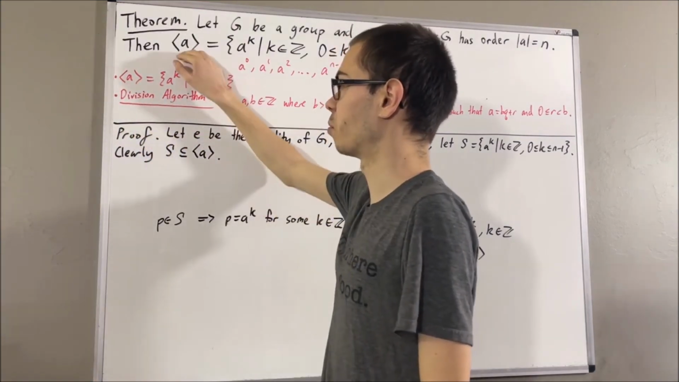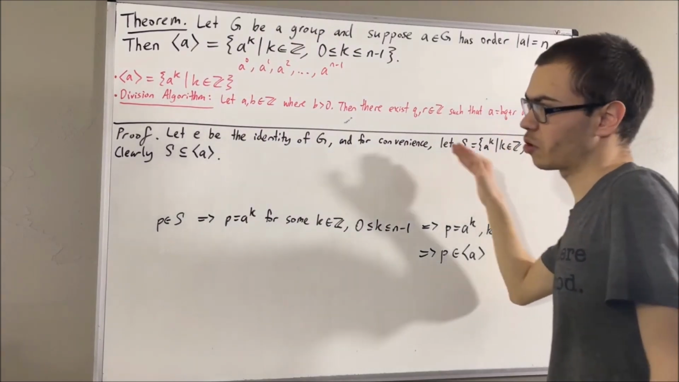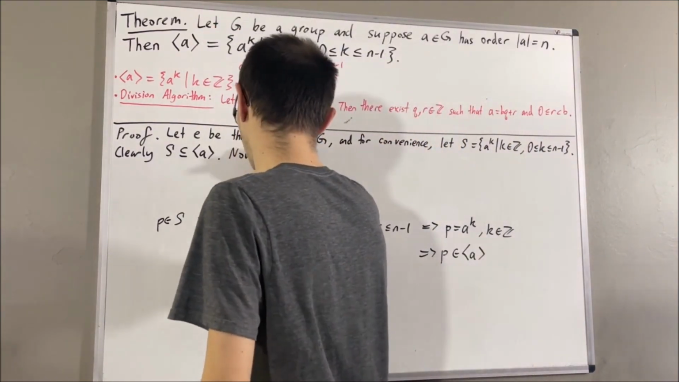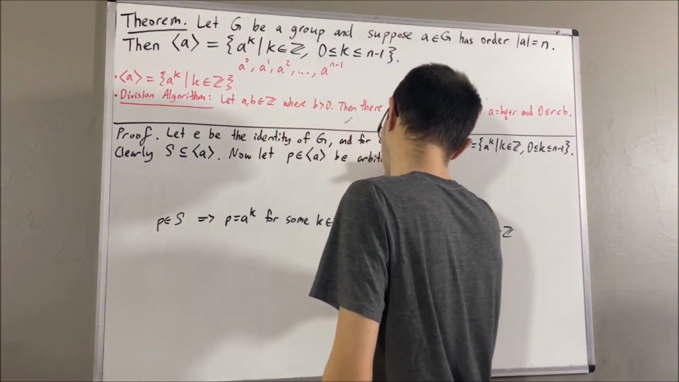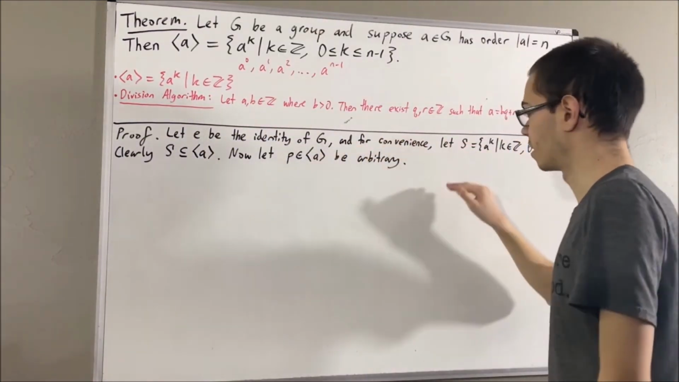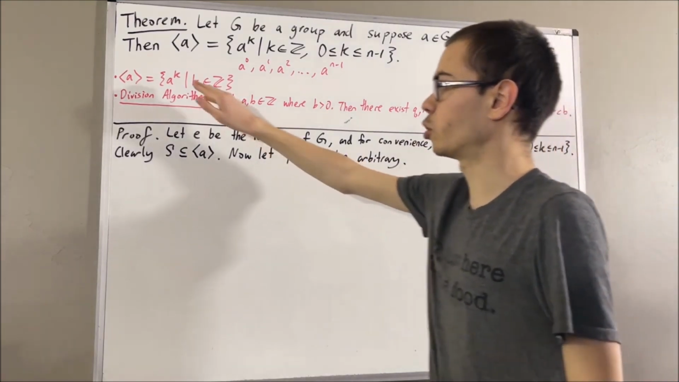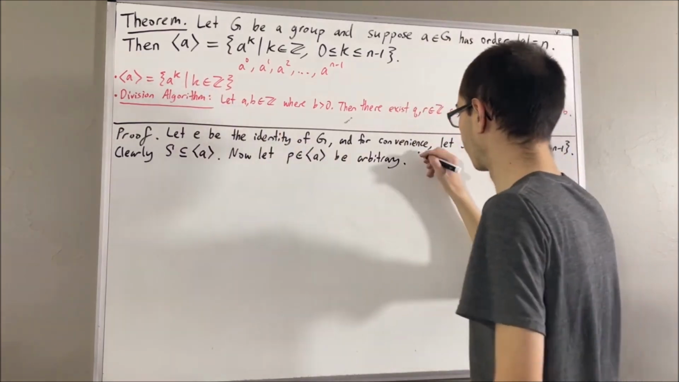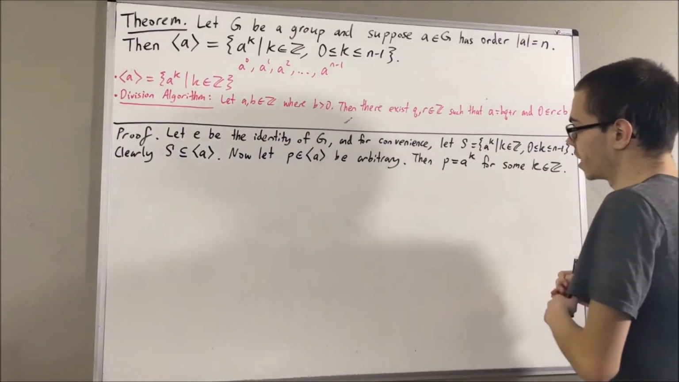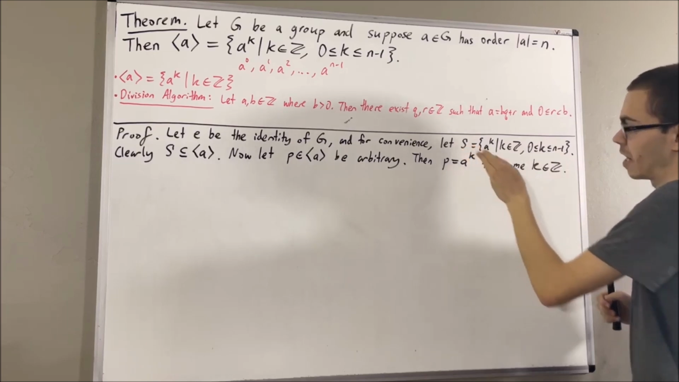So now let's show that the subgroup of G generated by a is a subset of S. To do that, let's consider an arbitrary element of the subgroup of G generated by a. I'll call it p. From here, we want to show that p is an element of S. Now, since p is an element of the subgroup of G generated by a, this means that p is equal to a to the k for some integer k. But clearly, it is not necessarily the case that k is an integer between 0 and n minus 1. So we can't immediately say that p is an element of S.